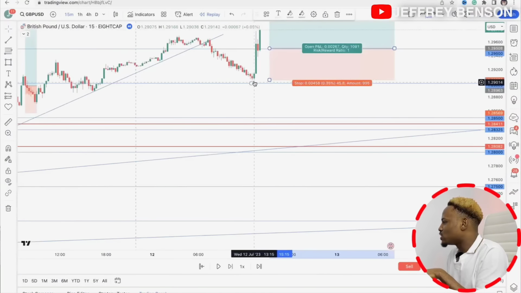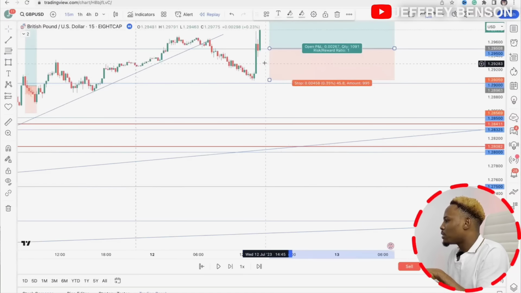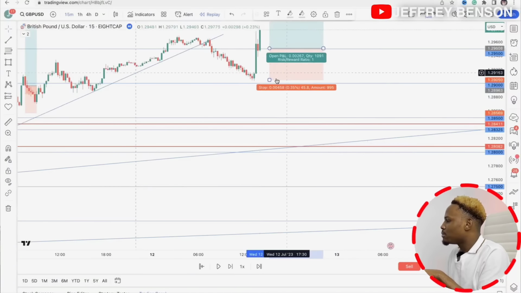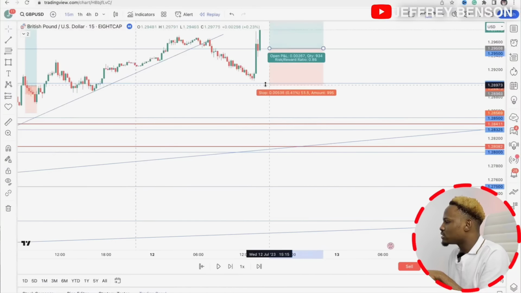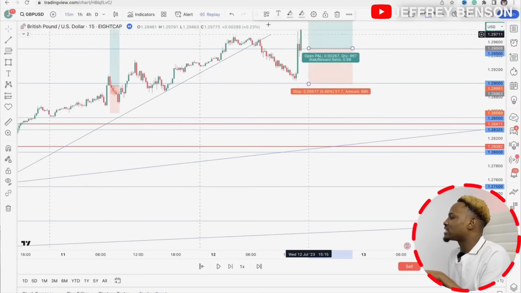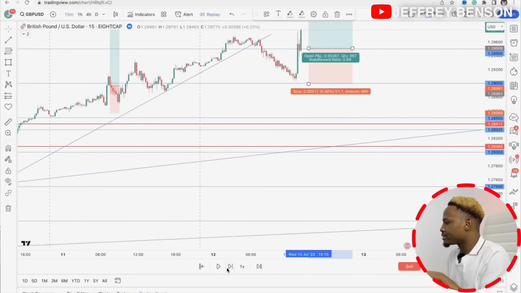First, I missed this one because it didn't really get to the psychological level. But now, since price closed above the psychological level, I'm just going to get in there and put my stop loss on the recent low, a little bit above it, 50-something pips. Then I'll look forward to catch 2x. That's like 100 pips.